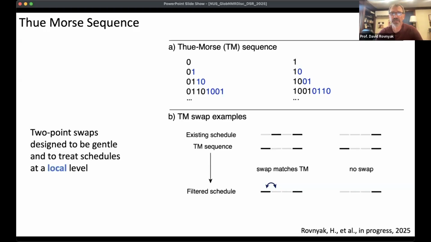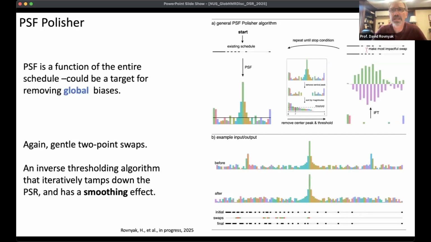But this is not enough. This is only going to address local issues. And so the next thing that he worked on was a way to address global issues. And here he turned to the point spread function. And as we know, the point spread function is tricky to use. The peak to side lobe ratio is a little tricky, and sometimes its flaws are masked, as we saw in a recent example. And so what he came up with here was an inverse thresholding approach.